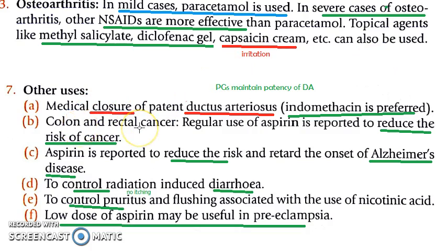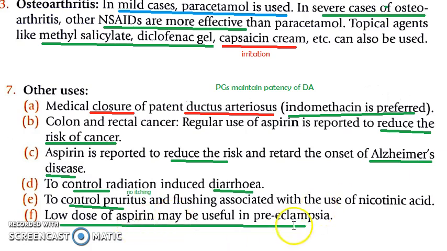There is something strange here, you will be surprised actually. Aspirin is reported to reduce the risk of colon cancer. Interesting, right? The risk of colon and rectal cancer will reduce if you use aspirin. And aspirin also reduces the risk of Alzheimer's disease. How strange, right? It also controls diarrhea, radiation induced diarrhea. A lot of cancer association is there here. It is also going to control itching caused by the use of nicotinic acid. If you have any flushing, that also can be controlled.